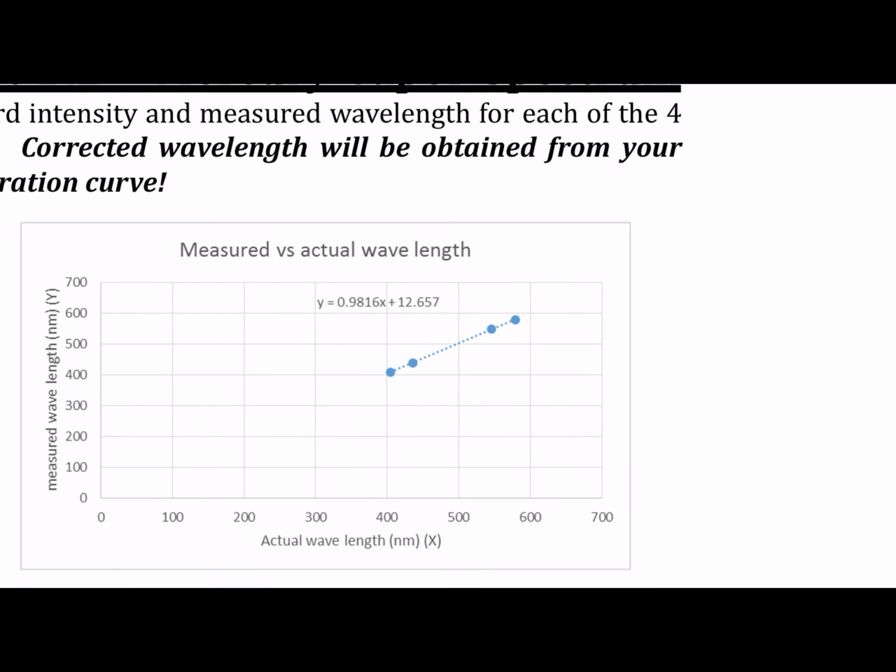So you use 660 for y in 0.9816x plus 12.657, and by using that you can solve for x. If you do the calculation for x, it comes out as 659. So for the corrected wavelength, using that equation, you put 659 here. Likewise, for 490, put the y value as 490 and calculate for x, and it comes out to be 486.